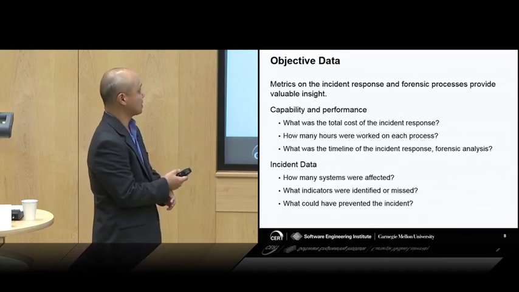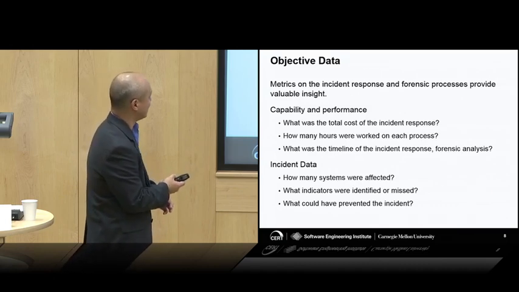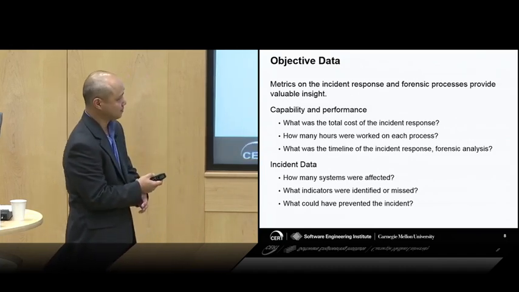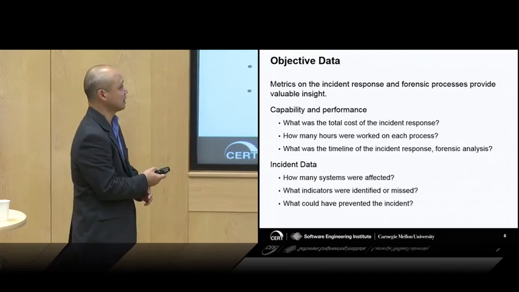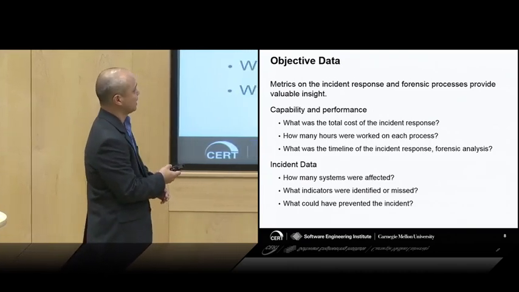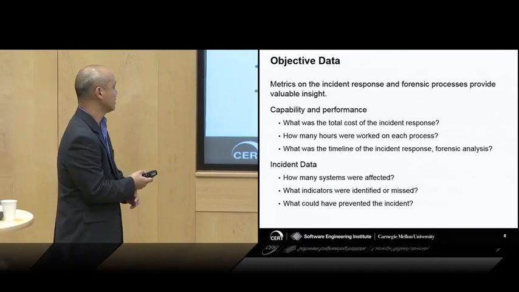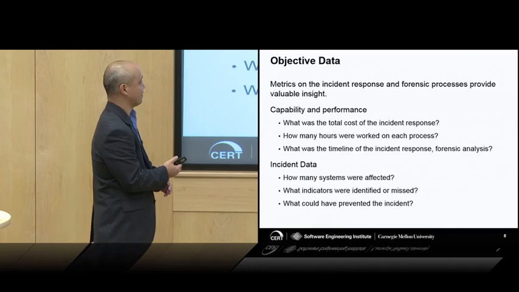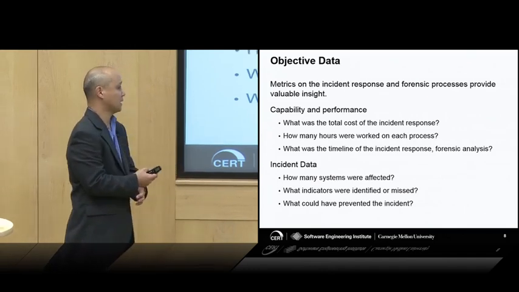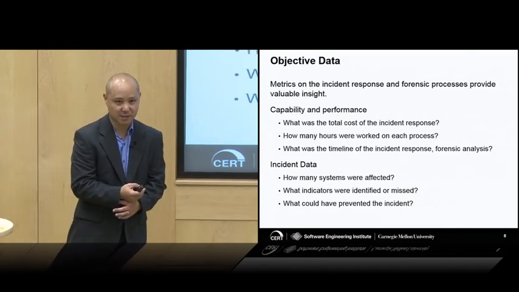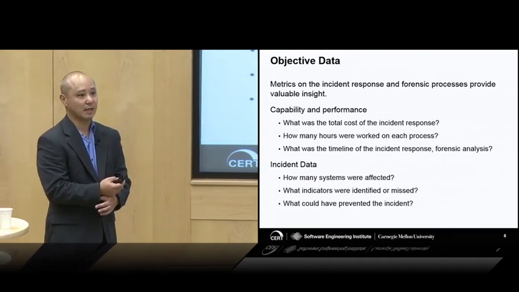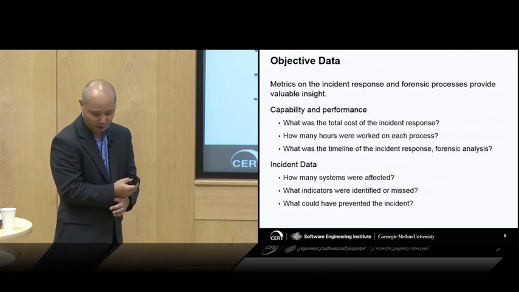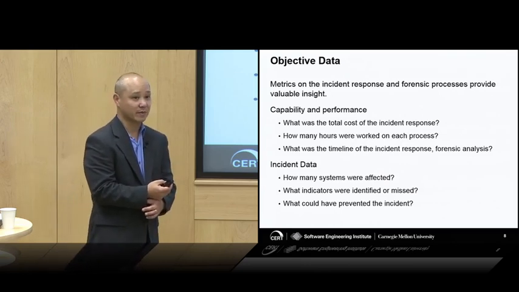How many hours were worked on each process? What was the timeline of the incident response and forensic analysis? That's relatively simple. Should be the start date and stop time. So for incident data, how many systems were affected? What indicators were identified or missed? Right? You want to talk about your misses as much as you want to talk about your successes on this. That's what's going to get you better. You learn more from your mistakes, as many of you may have heard. So this is a great time to point them out.